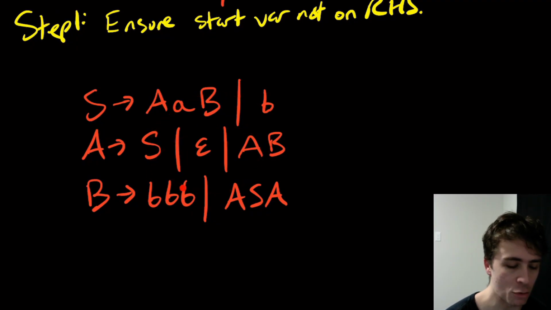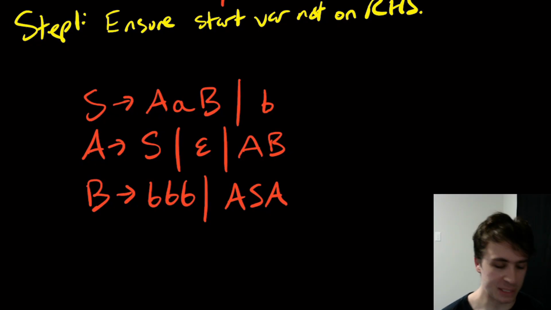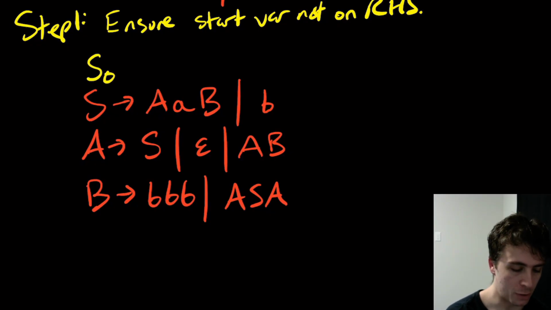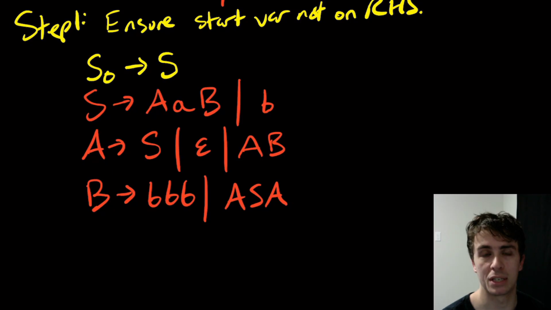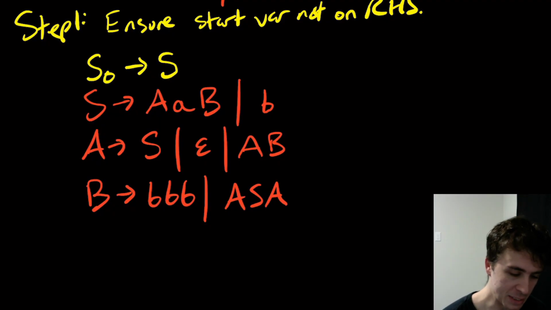So red is the original grammar. So what are we going to do here? Well, the step says to have a new start variable called S0 go to S, which is the original start variable. And we know that this works, and it doesn't change the language of the grammar, because in any derivation of the original grammar, we can just prepend S0 goes to S at the beginning, and that gives us a derivation in the new grammar. And that was pretty easy.